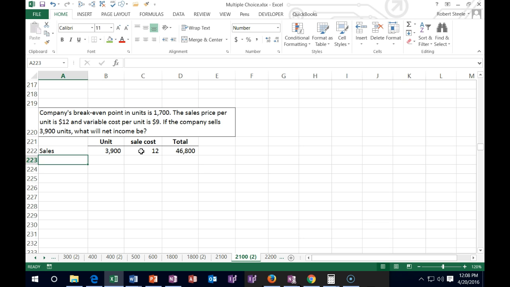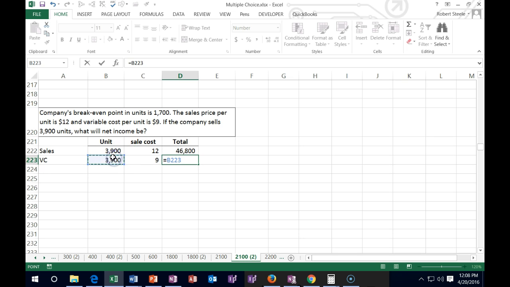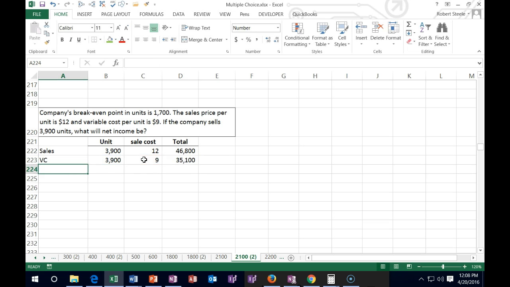Then we've got the variable cost. This is how we calculate within this calculation. We're going to say that the variable cost per unit, for 3,900 units again, is 9. Therefore, this equals the 3.9 times the $9 cost per unit, and that will give us the total variable cost, 35,100.